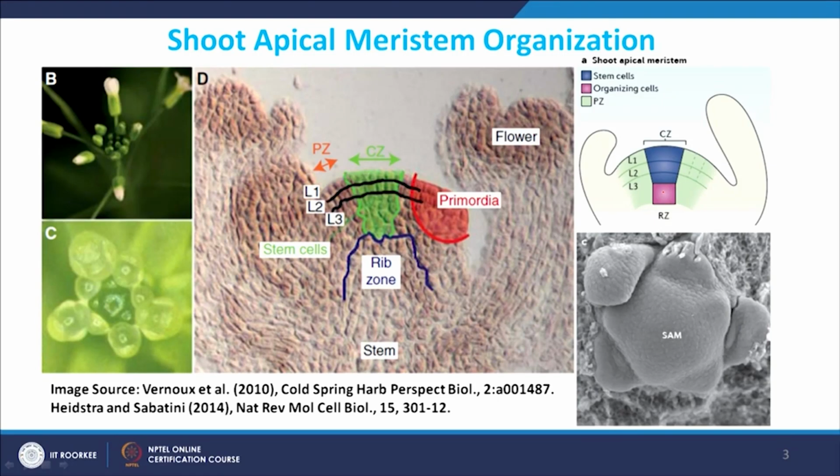This is the scanning electron micrograph picture of the SAM. You can see this is the central region, and then these are the primordia or the lateral organs which are coming from this shoot apical meristem.